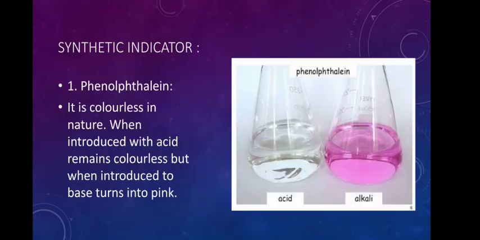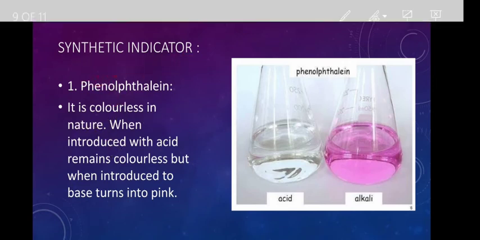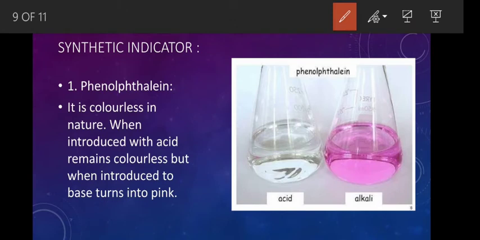Now synthetic indicators. Synthetic indicators, as I told you, are prepared in the laboratory. Mainly two are here, phenolphthalein and the next one is methyl orange, right? In synthetic indicators, we have phenolphthalein and methyl orange. Okay, phenolphthalein is a kind of magic. It is usually always in colorless state, right children? It is generally in a colorless state.